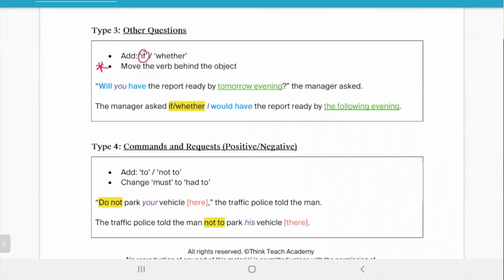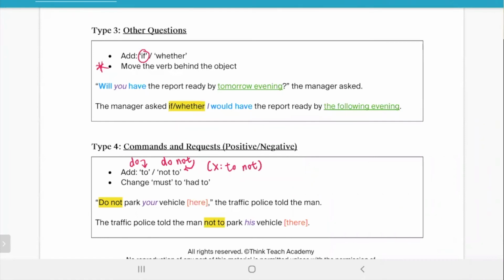I'm sure you know what a command is, right? And I'm sure you know what a request is. So if it's a do command or request, as in do something, you change it to to. And if that person says do not, you change it to not to. Please note that you cannot say to not. If you use the words to not, you get it wrong. Okay, so these are the 4 question types.